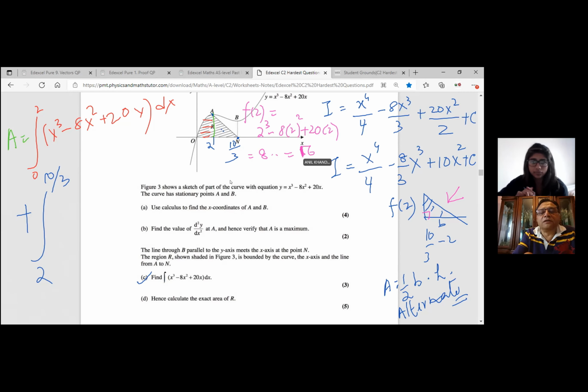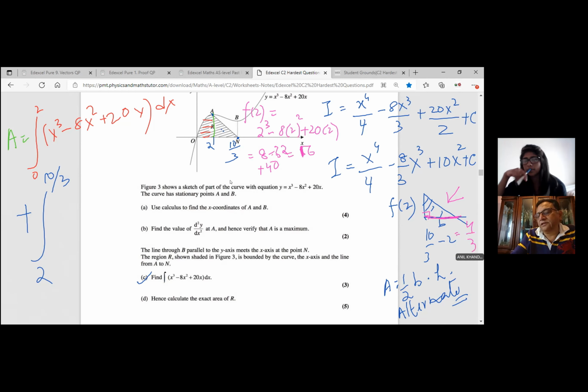So, yes, you can confirm this. This is minus here. 4 times 8 is 32. So, 8 minus 32 plus 40, correct? So, 48 minus 32 is 16, correct? So, that is the value for the height of this triangle. And what is the base length? 10 by 3 minus 2? 4 over 3. So 10 minus 6 over 3 is 4 over 3, right?